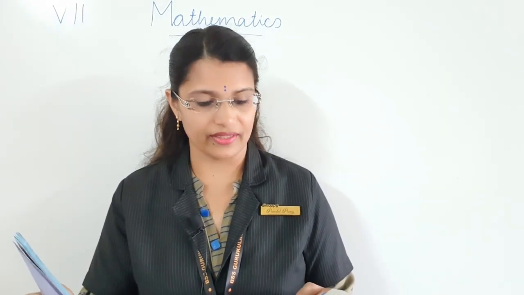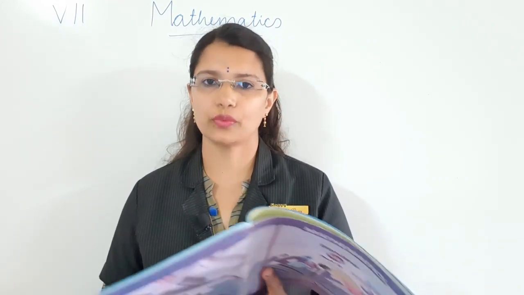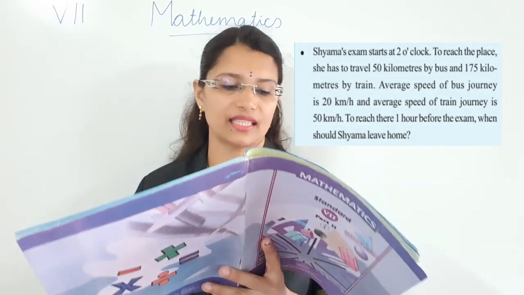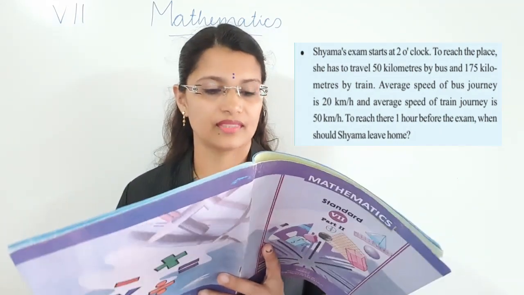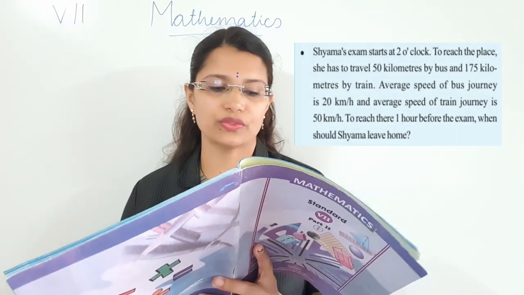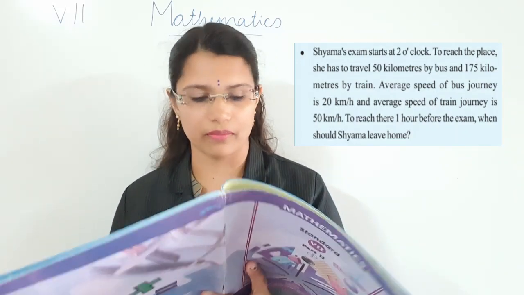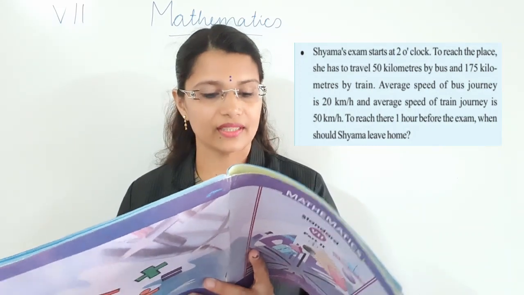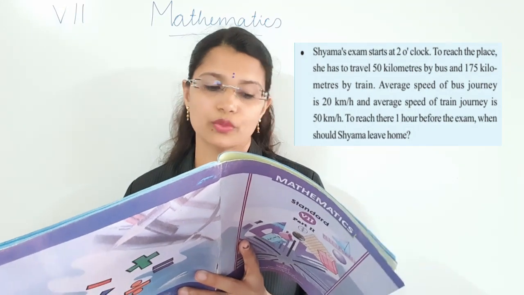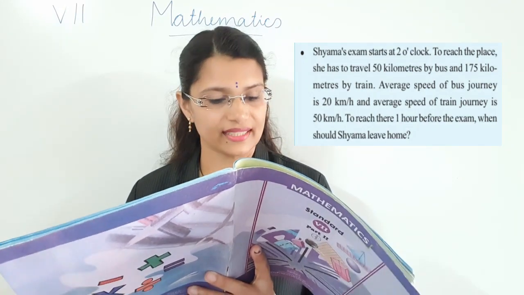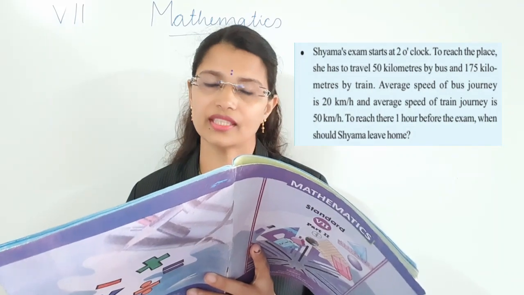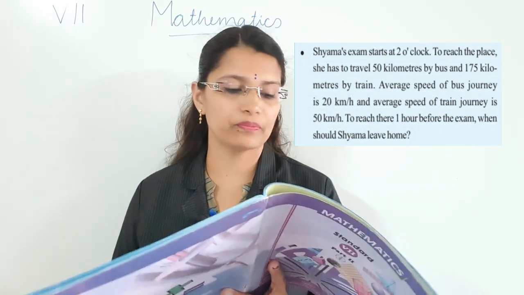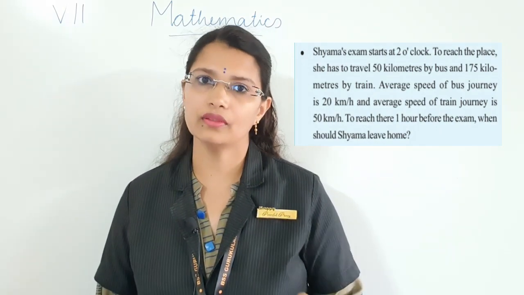Take page number 100. The second question. I will read out the question for you. Shyama's exam starts at 2 o'clock. To reach the place, she has to travel 50 kilometers by bus and 175 kilometers by train. Average speed of bus journey is 20 km per hour and average speed of train journey is 50 km per hour. To reach there 1 hour before the exam, when should Shyama leave home?